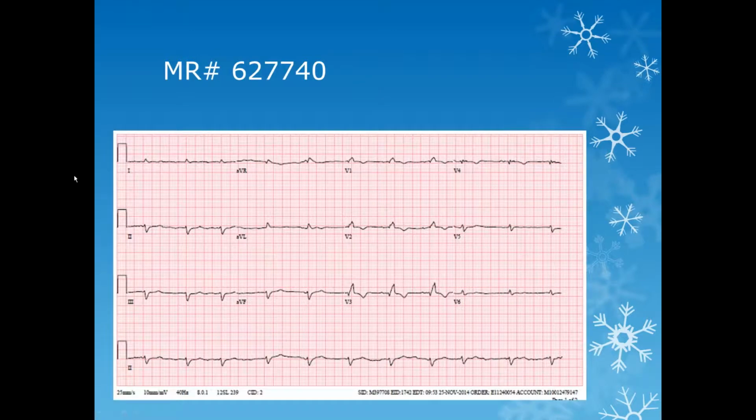This was his presenting EKG, showing right bundle branch block. He looked like he might have some PACs.